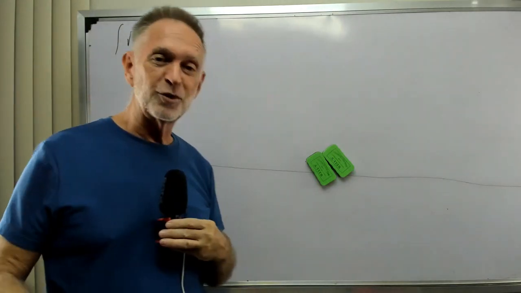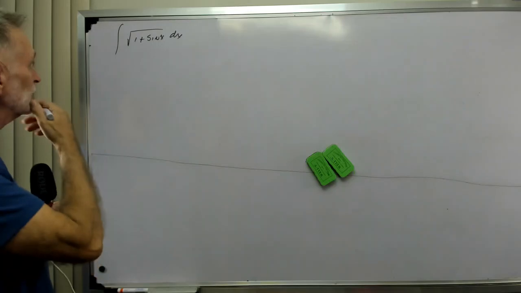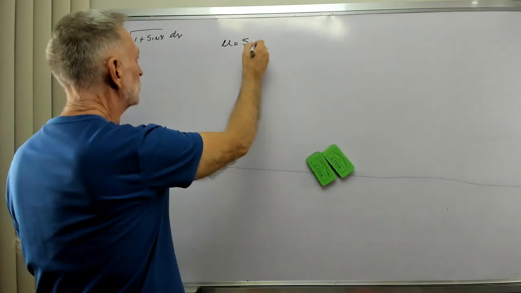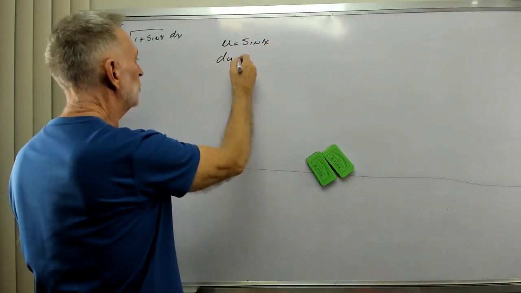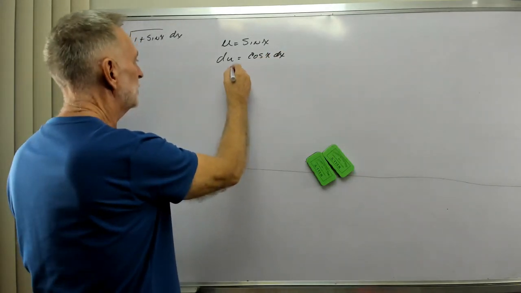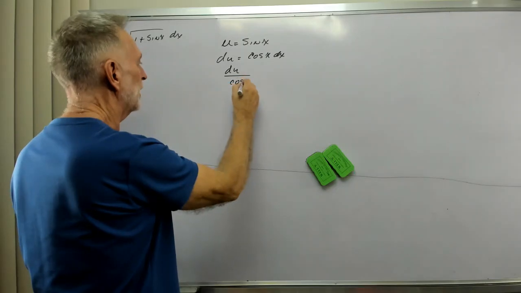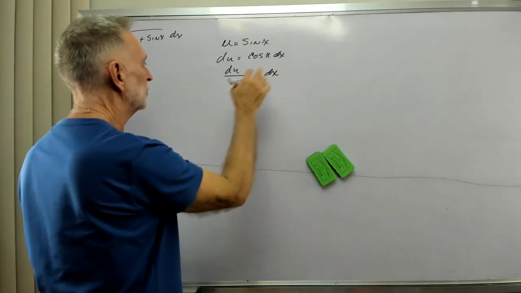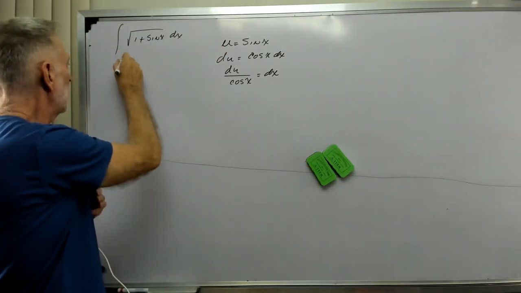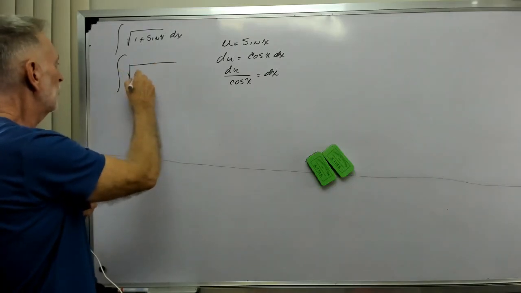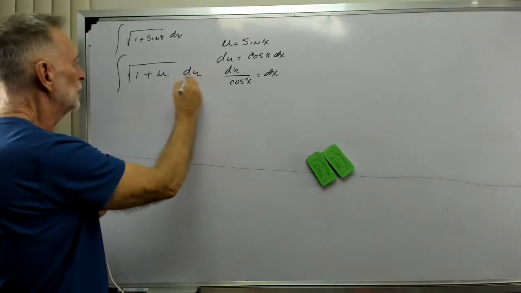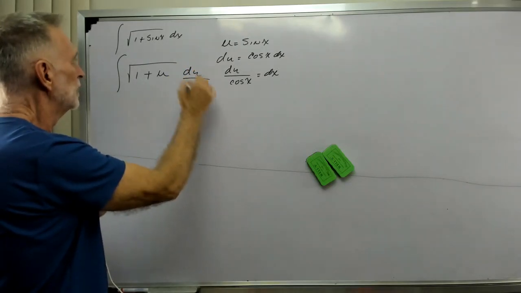All right, I assumed you took a break and tried to work it. So now let's think about it. I'm going to let u equal sine x. Then du would be cosine x dx, so du over cosine x equals dx. Now I can replace sine x with u. So I have the integral of the square root of 1 plus u, and then du over cosine x is dx.